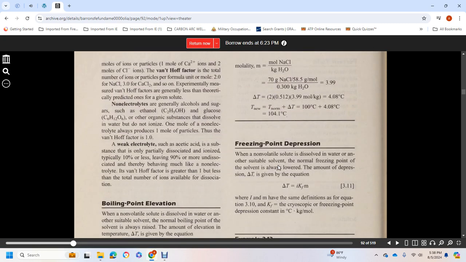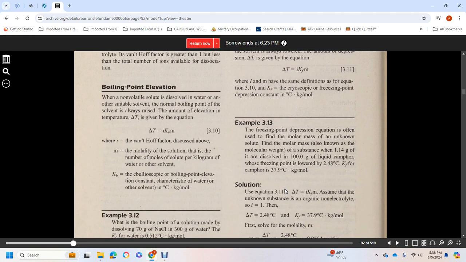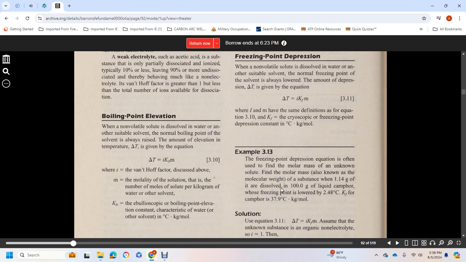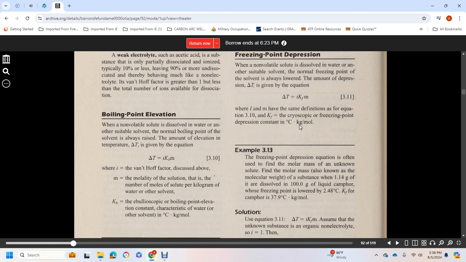Freezing point depression. When a non-volatile solute is dissolved in water or any other solvent, the freezing point of the solvent is always lowered. The amount of the depression is given as delta T equals i, the Van't Hoff factor, times Kf, and it has the same definition as in the previous equation. Kf is the cryoscopic freezing point depression constant, in degrees Celsius kilogram per mole.